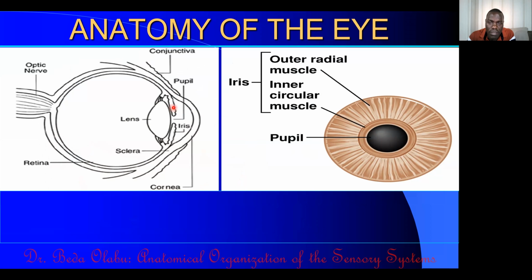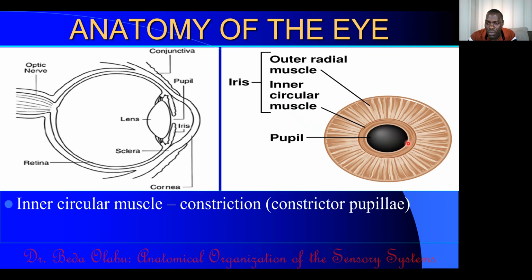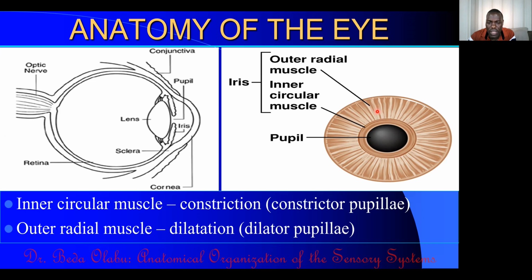So this is the iris, but if you look at it from end face, then this is what you see. Closer to the pupil, we have a circular muscle. And away from the pupil, we have a radial organization of the muscles. The inner circular muscle, when it contracts, will make the pupil become smaller. And so we call the inner circular muscle the constrictor pupillae muscle. Similarly, the outer radial muscle, when they contract, they'll make the pupil become wider. And so we call the radial muscle the dilator pupillae muscle.